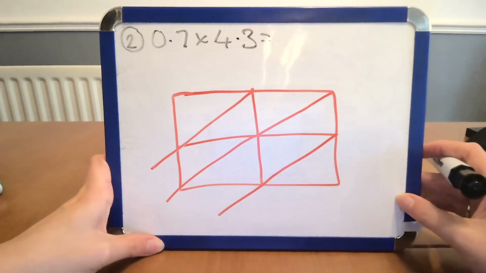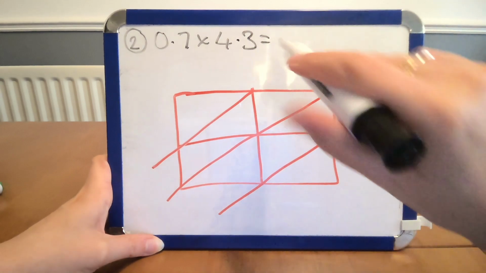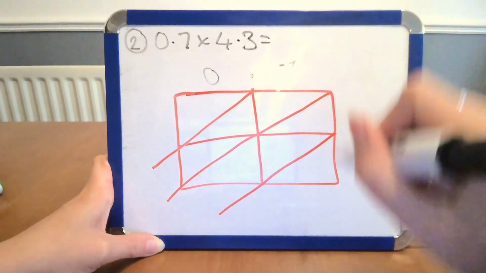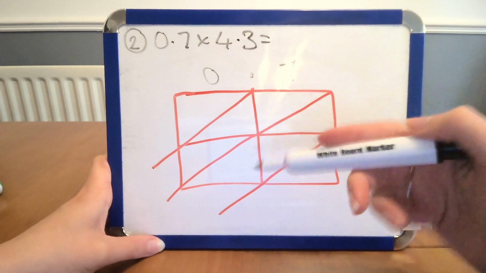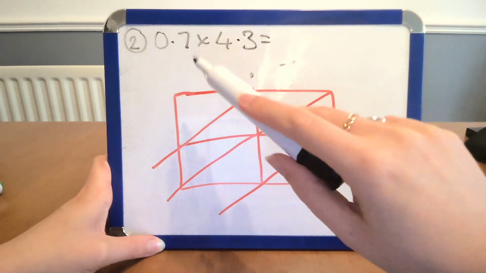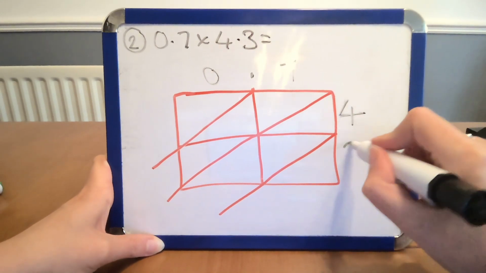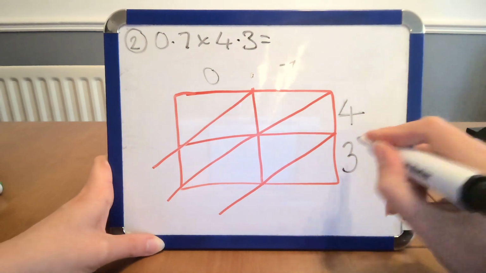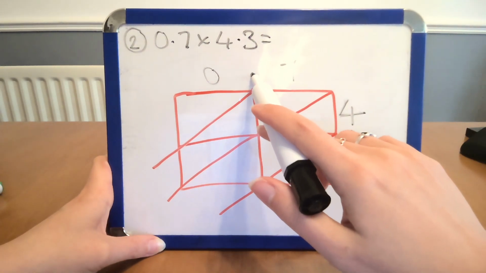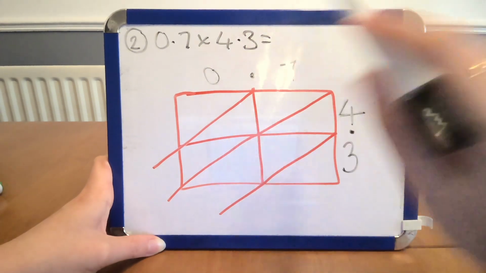Okay, so this time we have 0.7 times 4.3. So I am going to include my 0.7. You could just leave it as a 7 and deal with it as a 1-digit number multiplied by a 2-digit number. It is entirely up to you. Both methods will get you the same answer. But I've decided to keep my 0 so that I can keep my decimal point where I need it to. I then do the lattice method as usual.